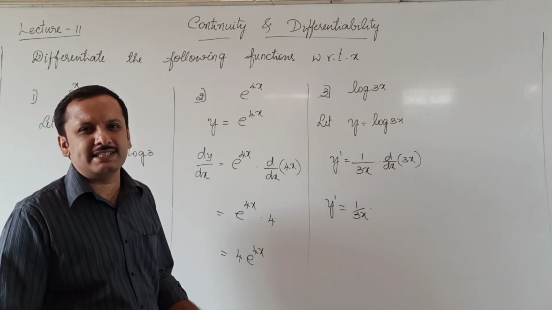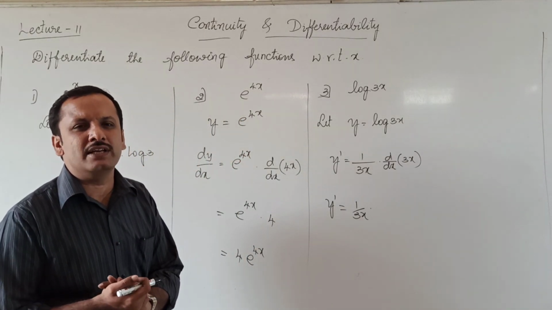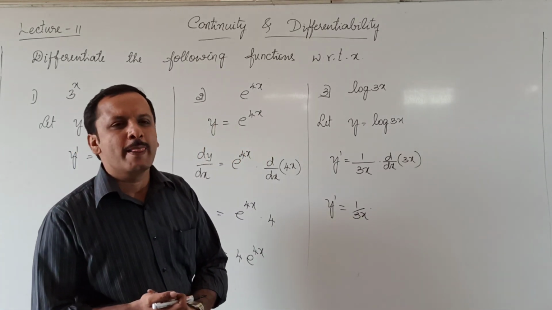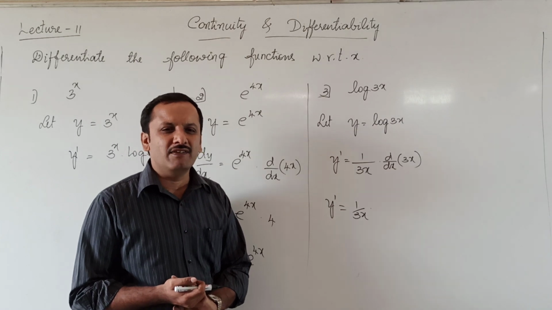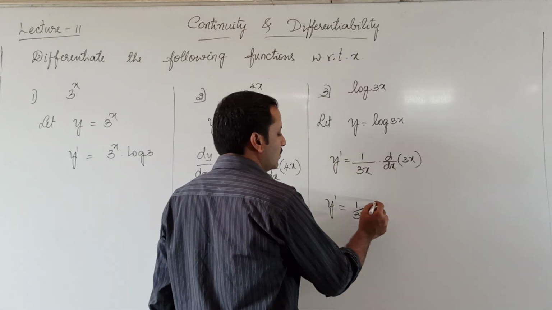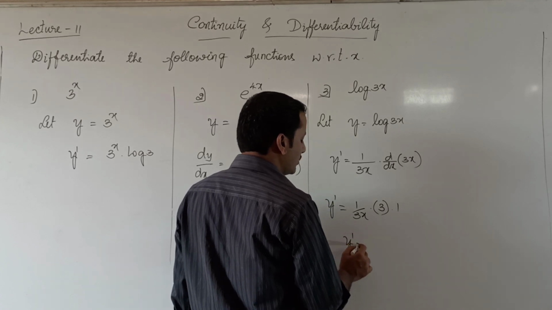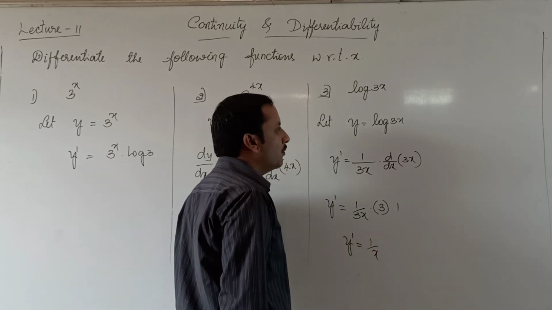3 into x. 3 is a constant and x is a function. So when you have a product of a constant and a function, how do we differentiate? We will keep the constant as it is and we will differentiate the function. So 3 into the derivative of x, which is 1. 3 gets cancelled. So you have y dash is equal to 1 by x.